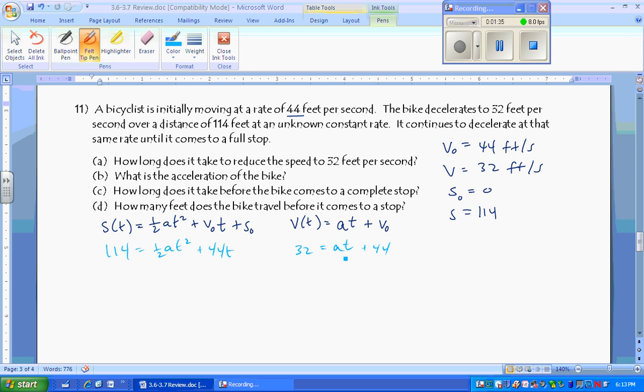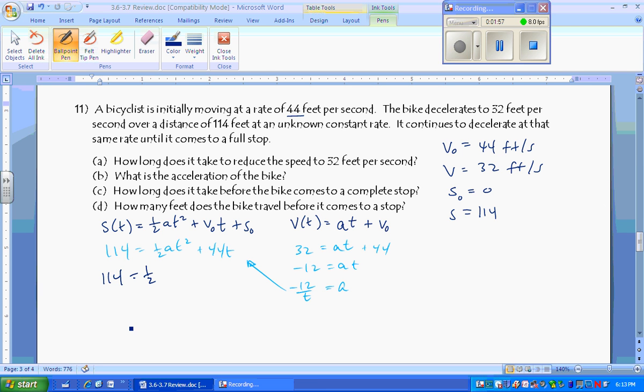What we need to do is solve this one for a, and we can substitute it in here to find out the time. So subtract 44 from both sides. We get -12 equals at. Divide both sides by t. a equals -12 over t. Then we can substitute that into our other equation.